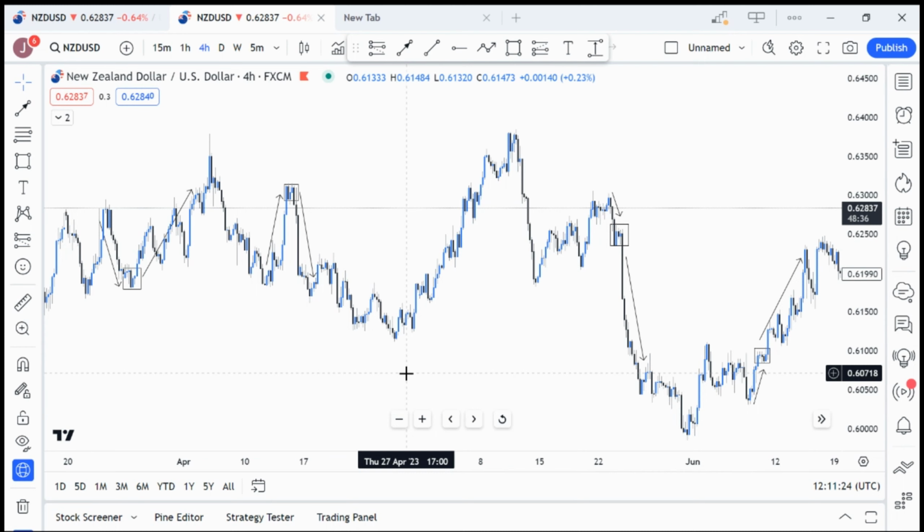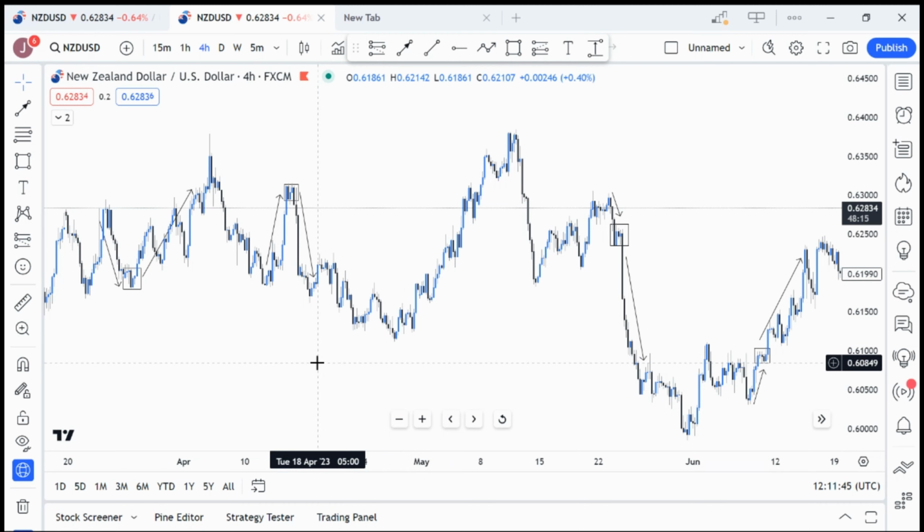Okay, now I'm going to show you the types of supply and demand zones that we have talked about. I'm going to show you those zones on the real charts. Now, first, we know that we have two types of supply and demand. We have the reversal pattern and we have the continuation pattern.